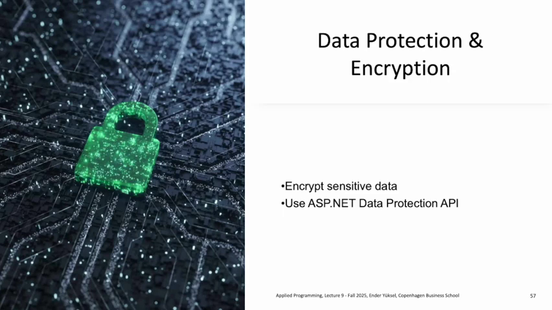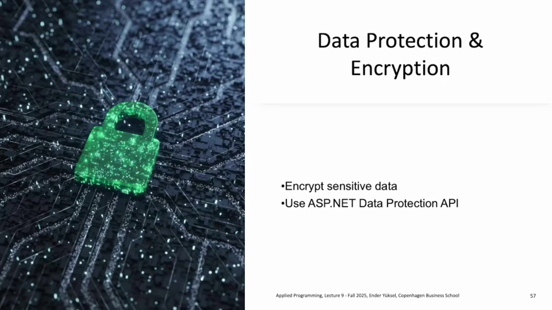Beyond passwords, you might need to encrypt other data, like email addresses, credit card numbers, or session tokens. ASP.NET Core provides a data protection API that makes this easy. It uses industry-standard algorithms to encrypt and decrypt data securely. Here's a simple use case. You want to store a token in a cookie. If you store it as plain text, someone could steal it and impersonate the user. But if you encrypt it using the Data Protection API, even if someone steals the cookie, they won't be able to read or use it.